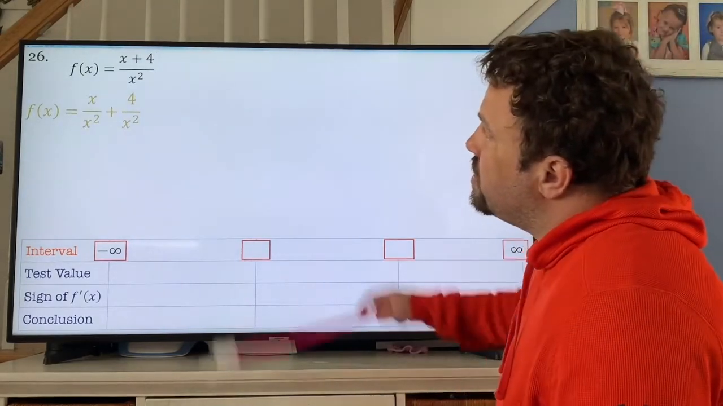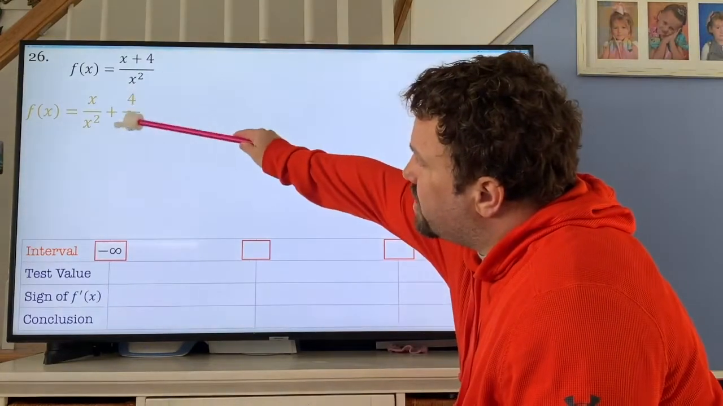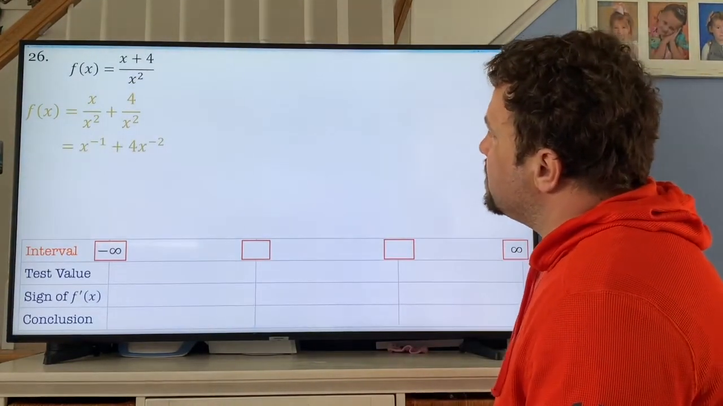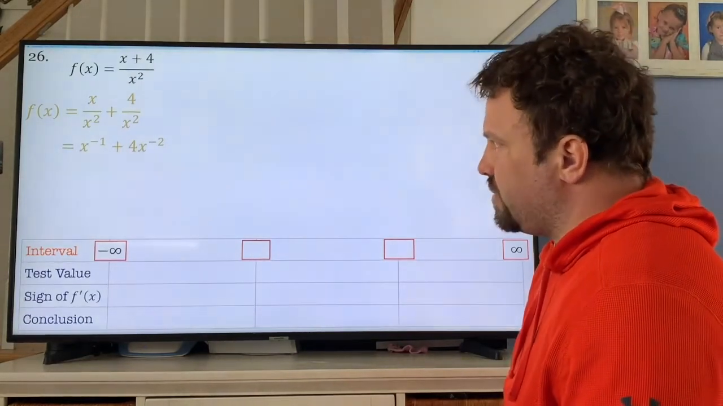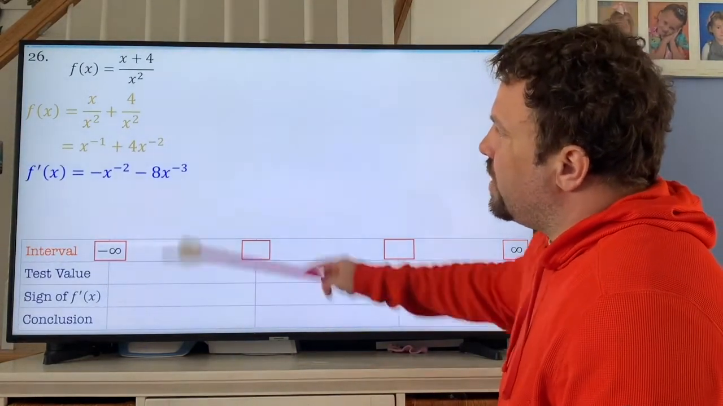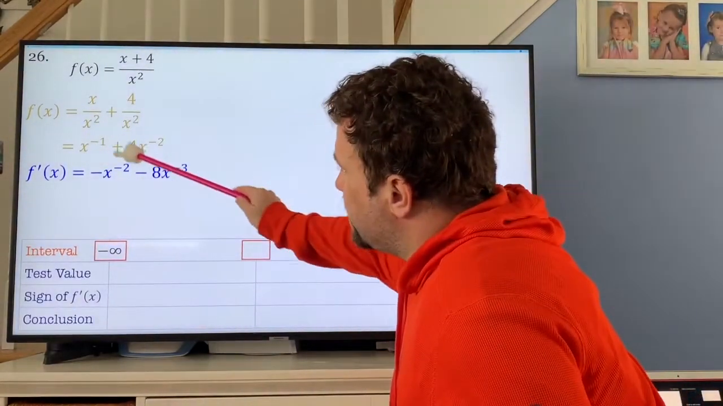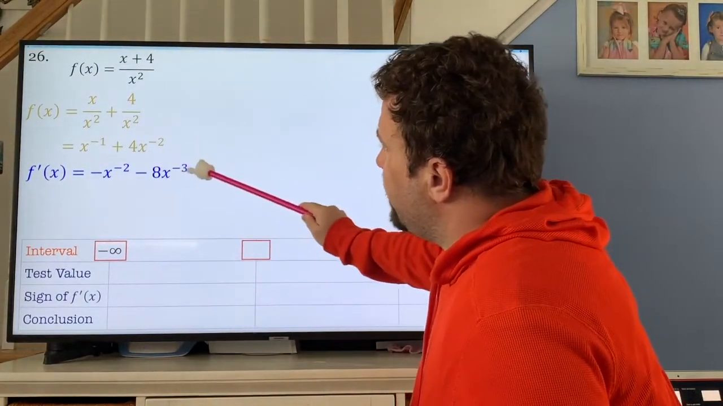Divide both of these by x squared: x over x squared, 4 minus x squared. If you want to use the quotient rule again, x minus 1 plus 4 times x minus 2. So derive this, you get negative x, negative 1 minus 1 is negative 2, negative 8, x to the negative 3.